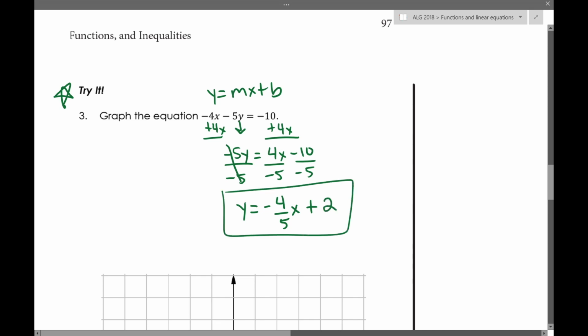Okay, so now it's your turn to graph this. When you are done graphing it, you need to show me, and you will get your credit. All right.